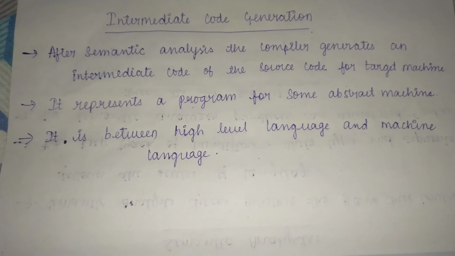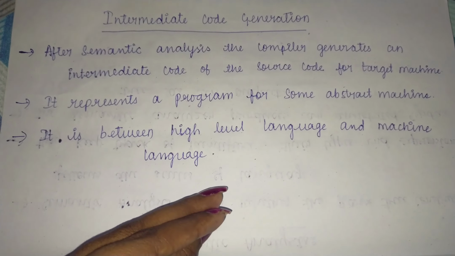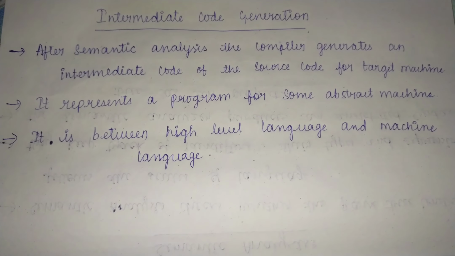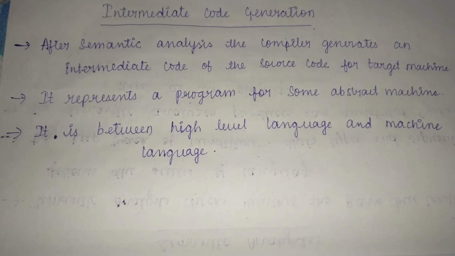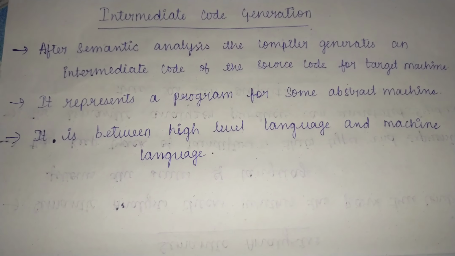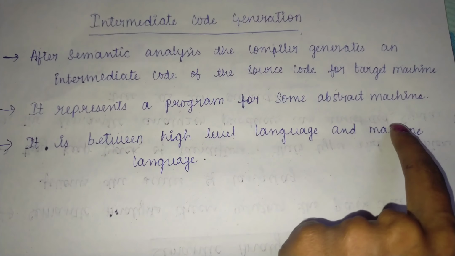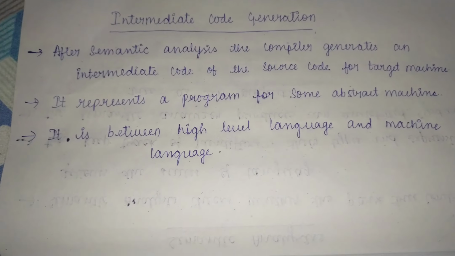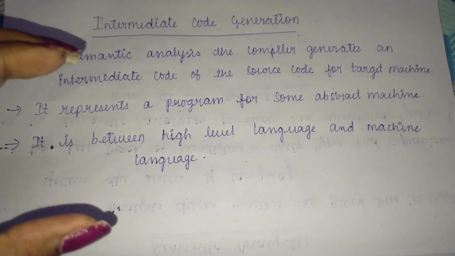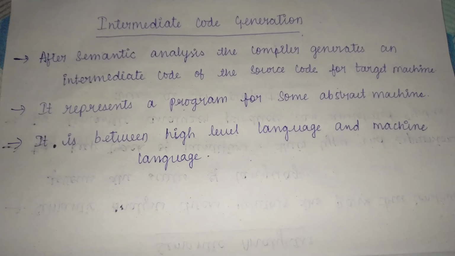Now next comes intermediate code generation. What is intermediate code generation? After semantic analysis the compiler generates an intermediate code of the source code for the target machine. It represents a program for some abstract machine. It is between the high level language and machine language.